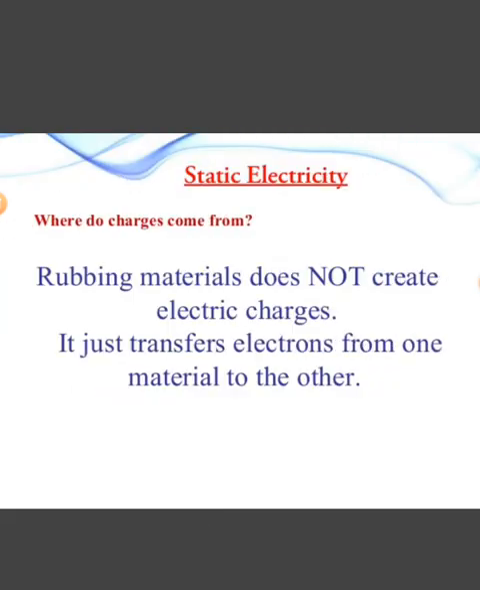Now, where do the charges come from? Rubbing material does not create electric charges. Please, I need you to note that rubbing materials together does not create electric charges. It just transfers electrons from one material to the other. So when you rub materials together thinking you are creating charges, no, you are just transferring electrons from one material to the other.